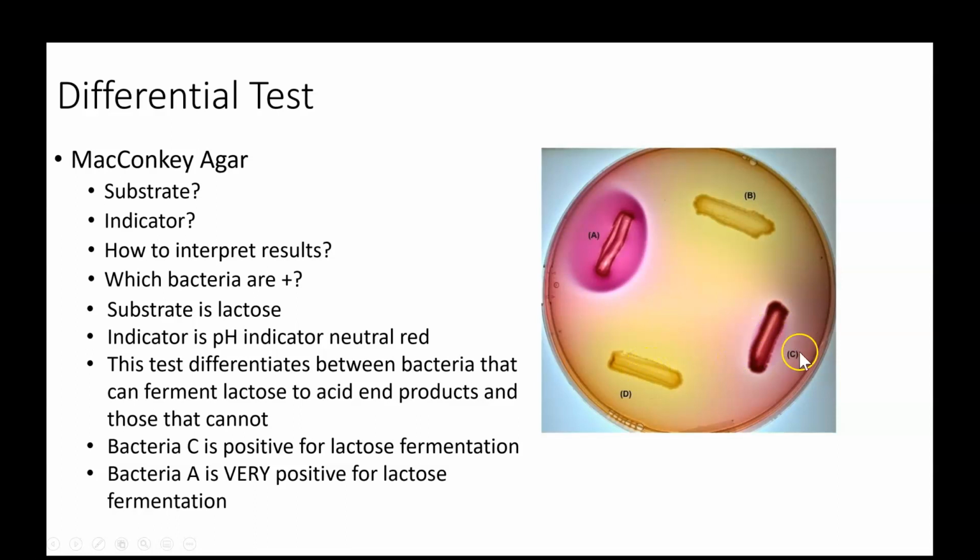Now, C is definitely positive. We see that nice red color develop in the bacteria. Therefore, we know that bacteria C is able to ferment lactose to an acid end product. And we know that A can really do this, right? We see that A is such a vigorous lactose fermenter that it is precipitating the media around it. And so this is probably E. coli. E. coli does this. It's a hallmark characteristic of E. coli, where they're such good lactose fermenters that they produce so much acid that it turns the media surrounding it pink as well. You see that nice halo around the bacteria.